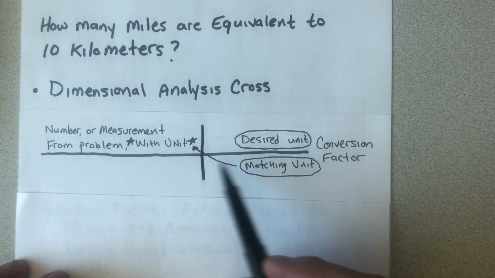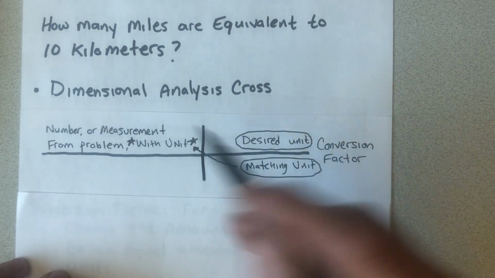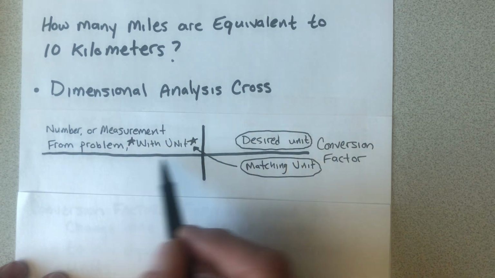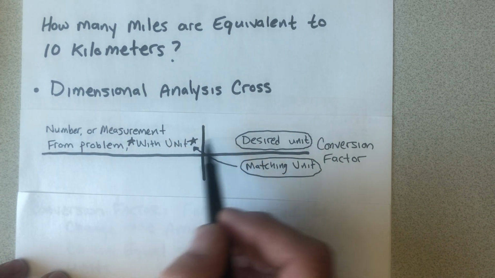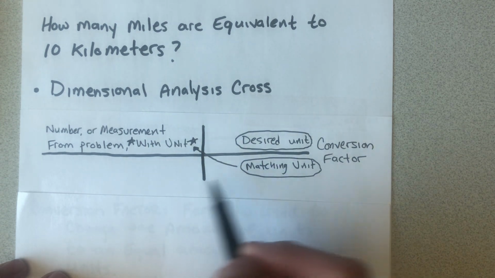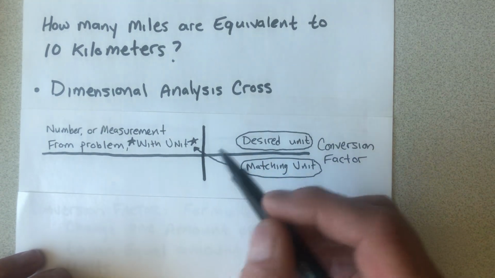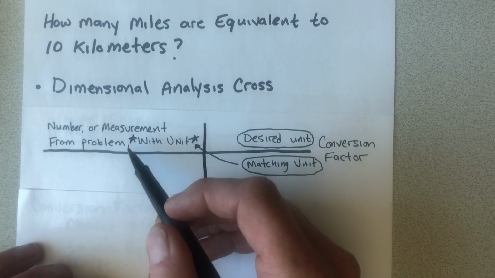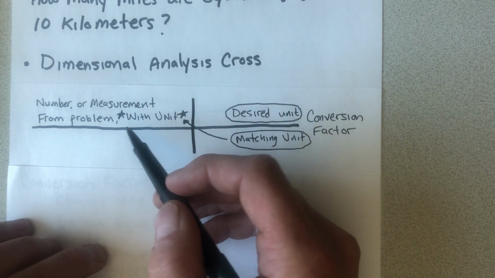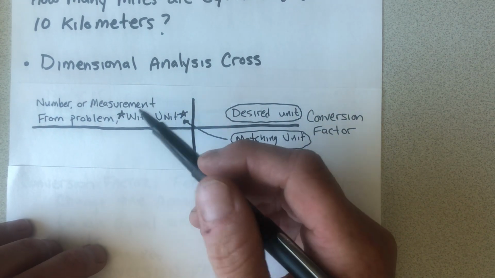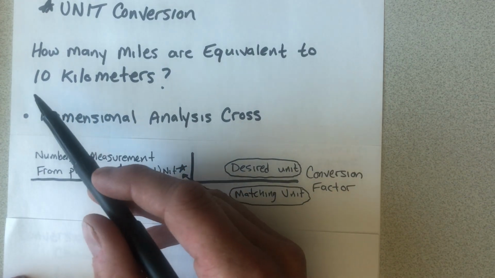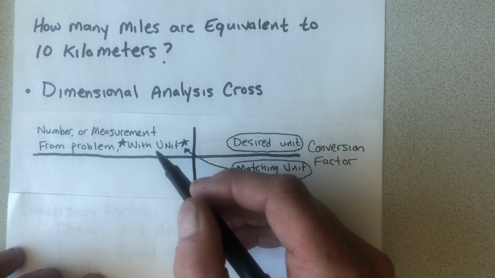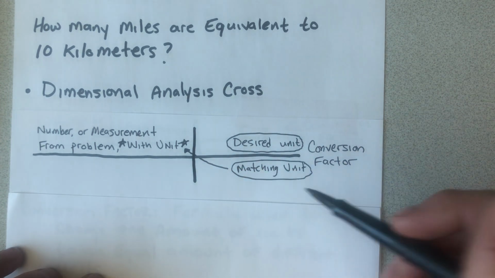It's just a horizontal line and a vertical line. This is really representing a fraction, as you're going to see. The horizontal line separates the numerator, up here, from the denominator, down here. Into this cross you're going to be putting a series of numbers. The spot at the upper left is really sacred ground. This is the number or measurement from the problem. In our case, the number from the problem was 10. And you have to remember to include units, and you'll see why that becomes important as these get more complicated.